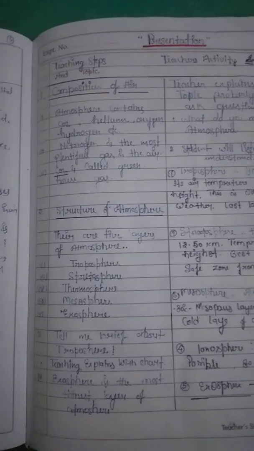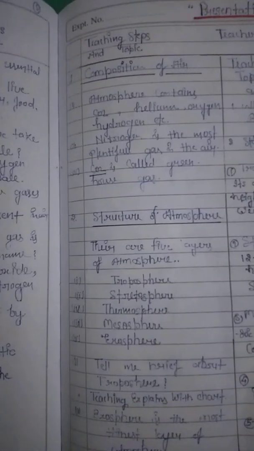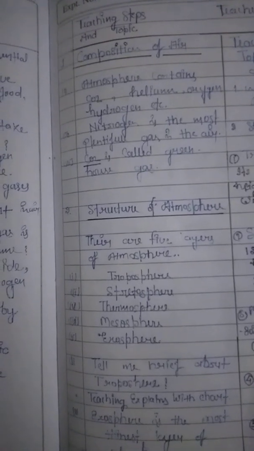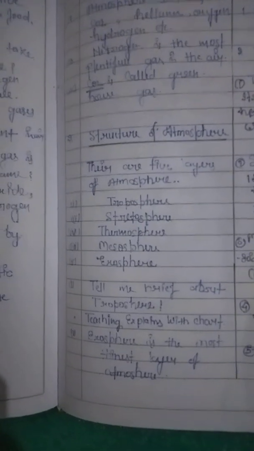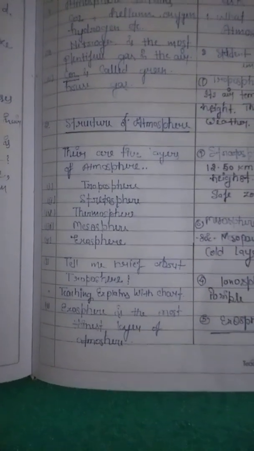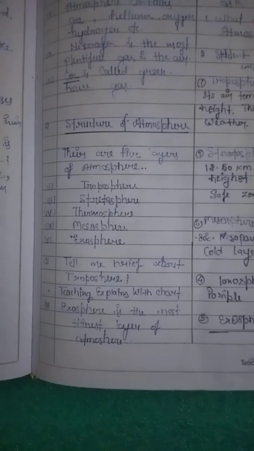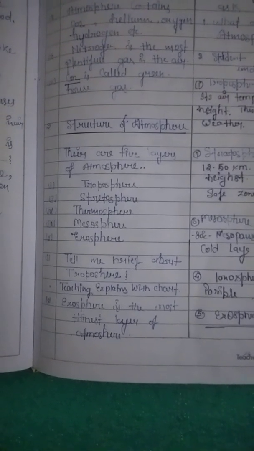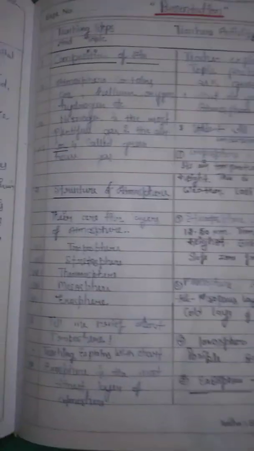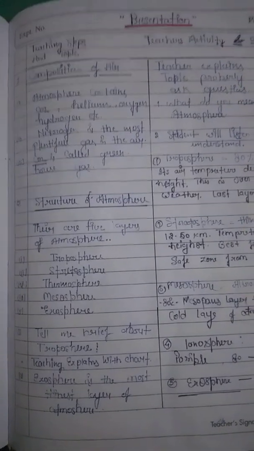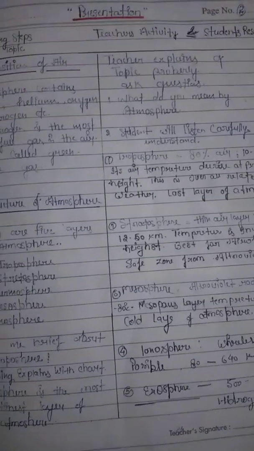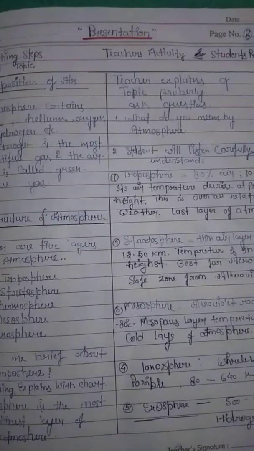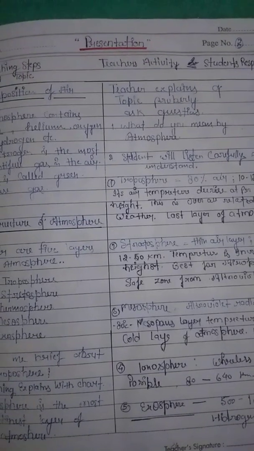Structure of atmosphere: there are five layers of atmosphere, troposphere, stratosphere, thermosphere, mesosphere, and exosphere. Tell me briefly about the troposphere. The teacher explains with the chart, and the exosphere is the thinnest layer of the atmosphere. Guys, you must explain deeply about the structure and composition, and you must check while you are telling them about the topic whether they are observing.